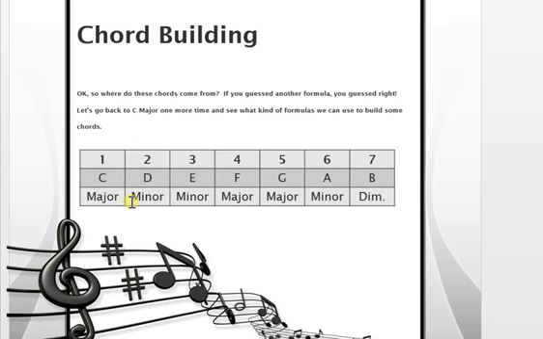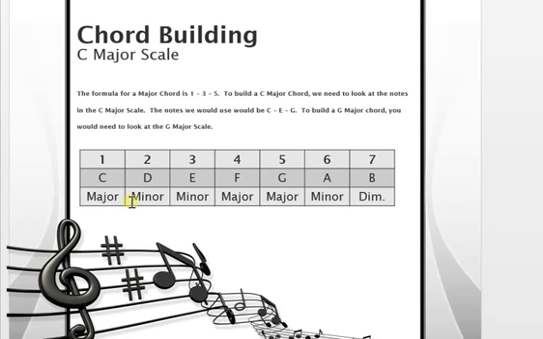So, where do these chords come from? If you guessed another formula, you guessed right. Let's go back to C major one more time and see what kind of formulas we can use to build some chords. The formula for a major chord is going to be 1, 3, and 5. So to build a C major chord, we would need to look at the notes in the C major scale. And the notes we would use to build a C major chord would be a C, an E, and a G. To build a G major chord, you would need to look at the G major scale.